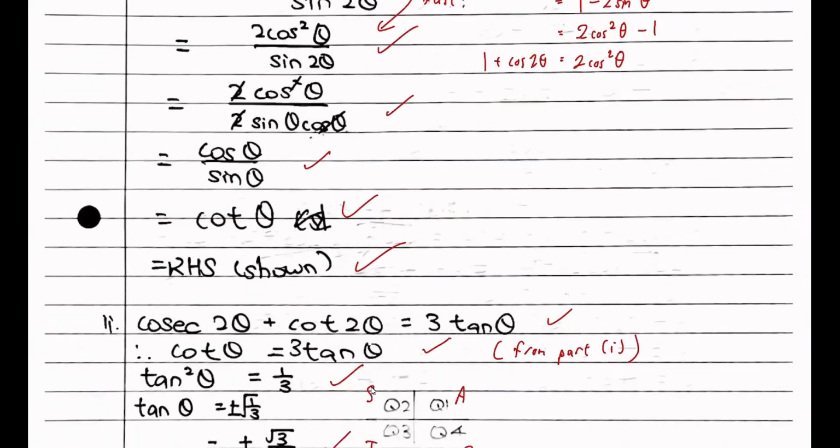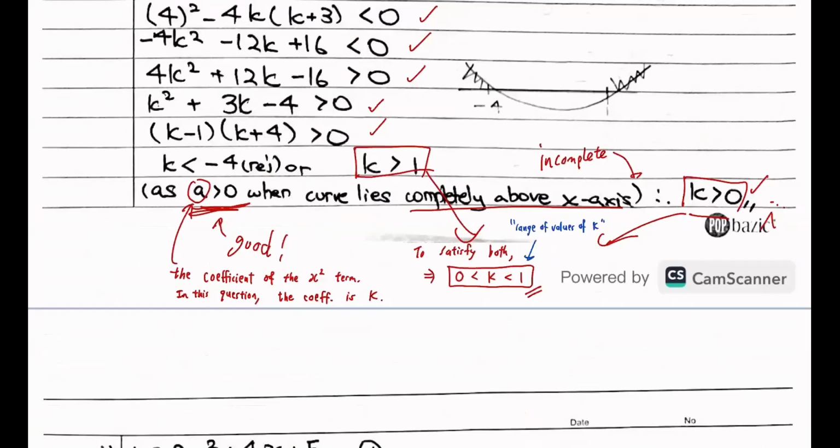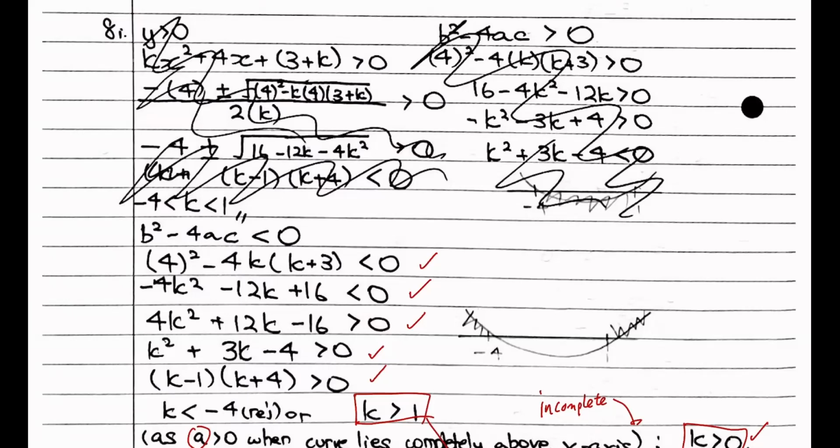Most of them are correct. Something is wrong with question 8 part 1. Let's take a look. The equation of the curve is y equals kx squared plus 4x plus 3 plus k. This is the quadratic part. This is the linear part. And the last portion here is the constant, 3 plus k.